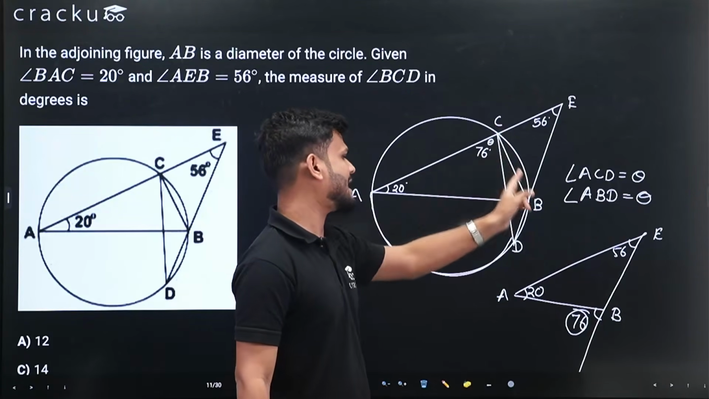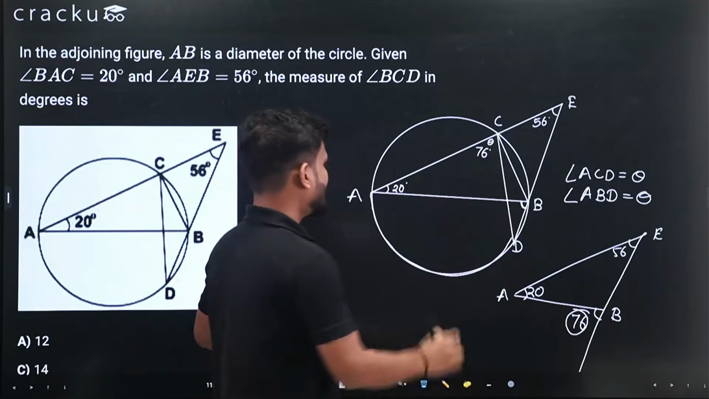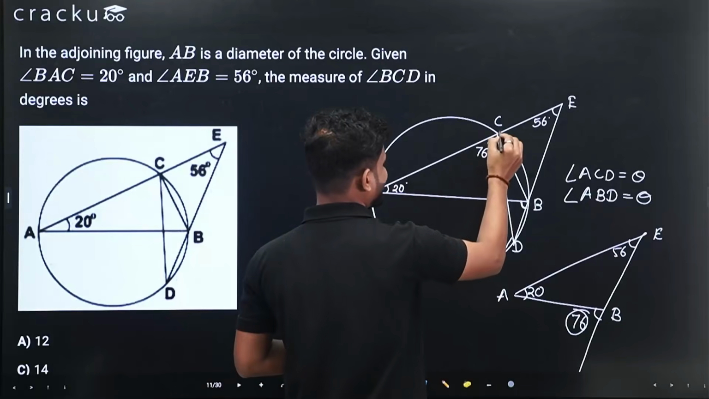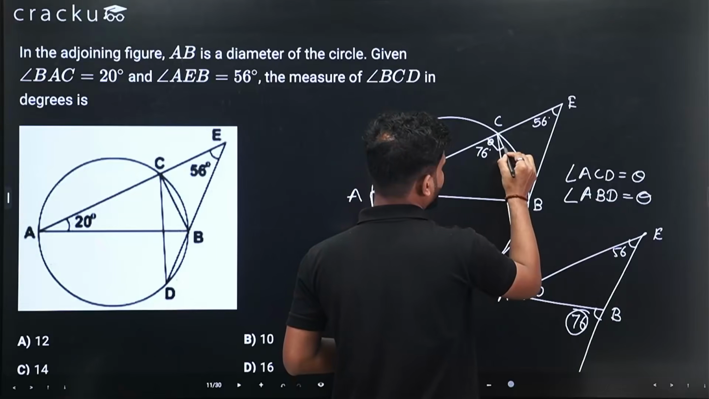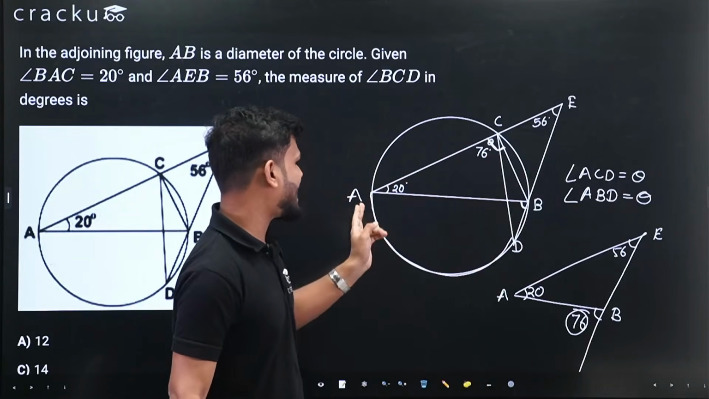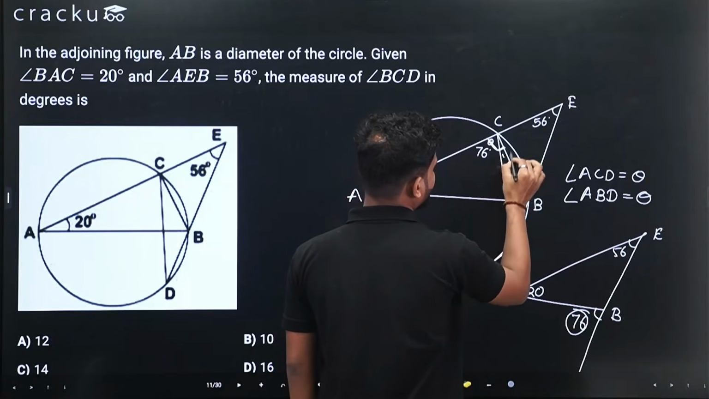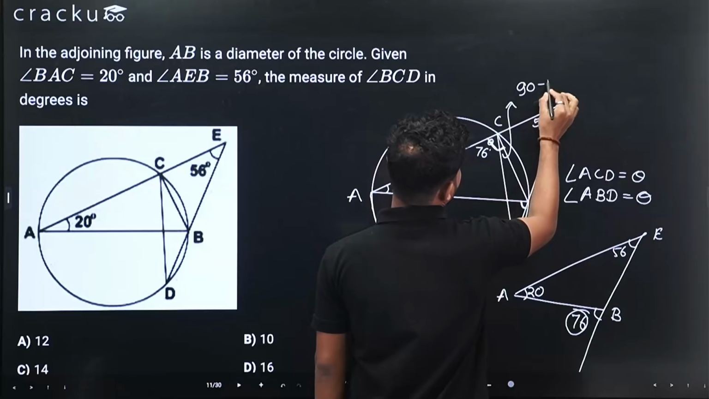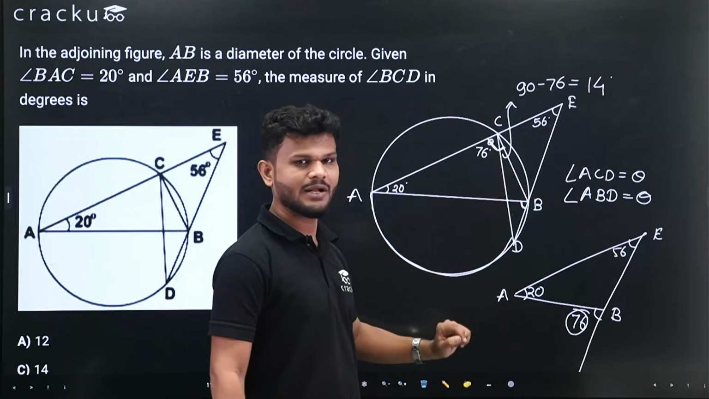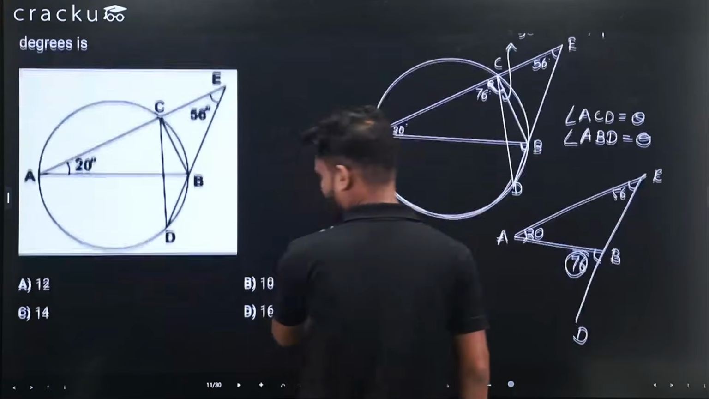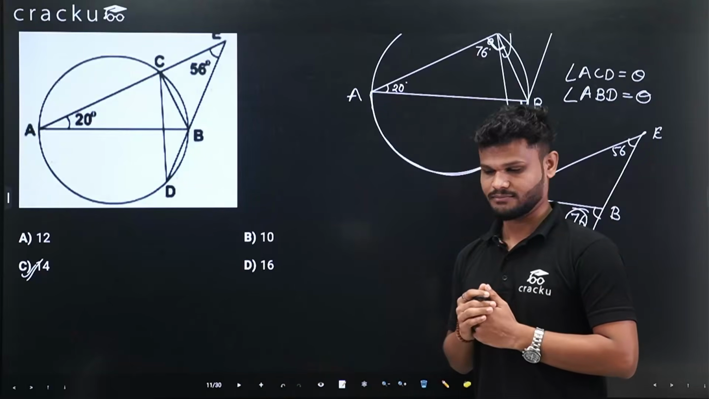Now look at triangle ACB. Triangle ACB is nothing but a right angled triangle. Why? Because AB is a diameter and ACB is the angle subtended by the diameter, so this whole angle will be 90 degree. Out of that, ACD is 76. If ACD is 76 and whole is 90 degree, this one will be 90 minus 76, which is 14 degree. And what we need to find? We need to find this angle only, BCD. So it is 14 degree, which is given in option number C. So option C is the correct choice here.